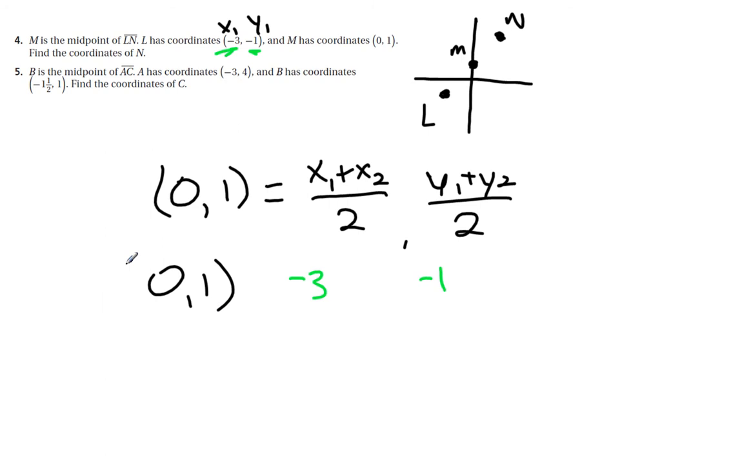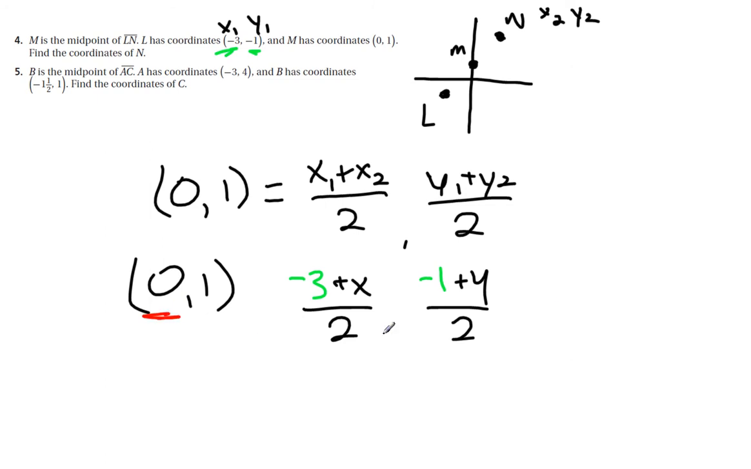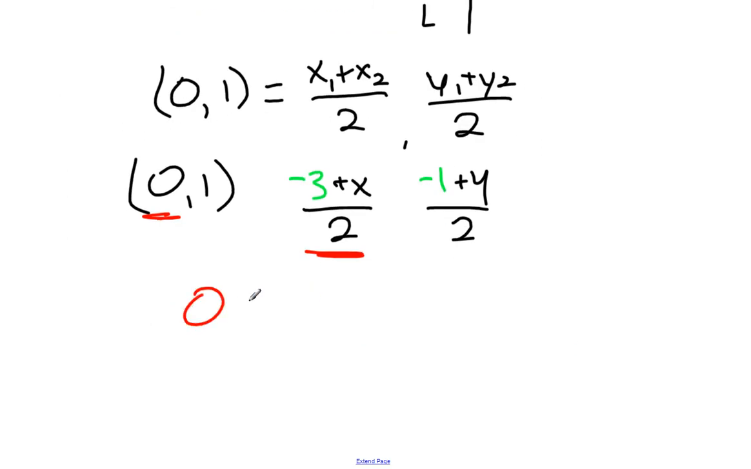So 0, 1 is equal to -3 plus x, which we still don't know, divided by 2. We don't know y either, and (x2, y2) is going to be this coordinate. That's really what we're solving for, is x2, y2, right? And now we just single these out. If we're solving for x, we only have to concern ourselves with this part here. So we're going to say 0 is equal to -3 plus x divided by 2. Right? Now we just solve for x.